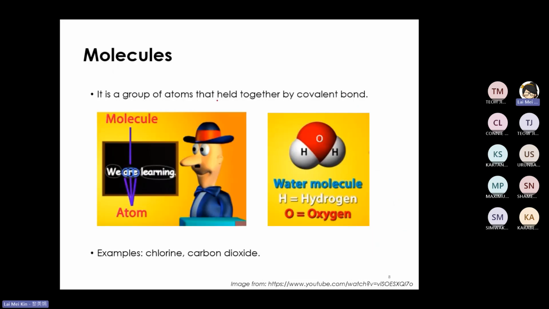This one is just a recap. Atom means single. One atom, two atoms, three atoms. If I have one atom plus one atom, it becomes a molecule. Just like words: each of these alphabets is an atom. If I combine the alphabets, they become one word, and the word is a molecule. So a molecule is a combination of atoms. For example, Cl2, chlorine, is made up of two atoms. Carbon dioxide is made up of one carbon atom and two oxygen atoms.